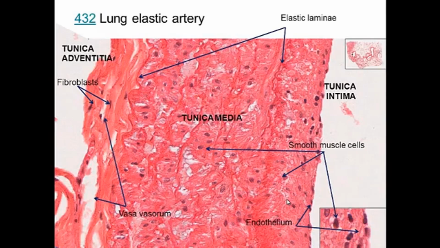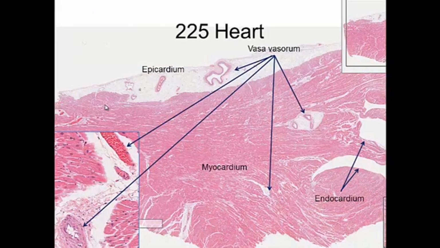Another elastic artery that we see in the lungs, we can see the elastic lamina through there and smooth muscle cells in the media. Intima is just a little bit of intima, and then the adventitia, and there's fibroblasts. You can see the fibroblasts. You can see the blood vessels of the vasa vasorum in the tunica adventitia as well, and the bundles of collagen in between the fibroblasts. The heart also has a vasa vasorum.